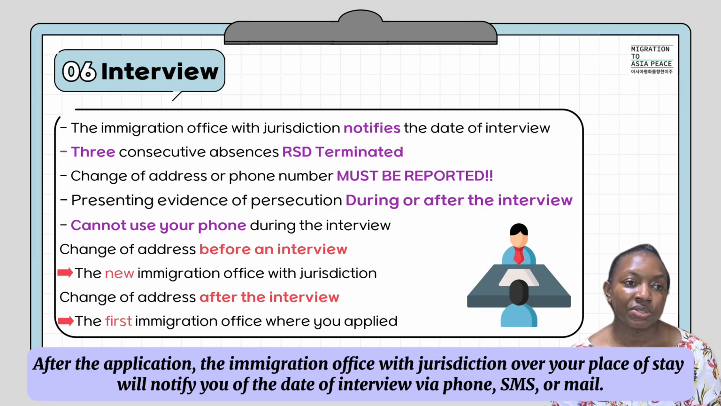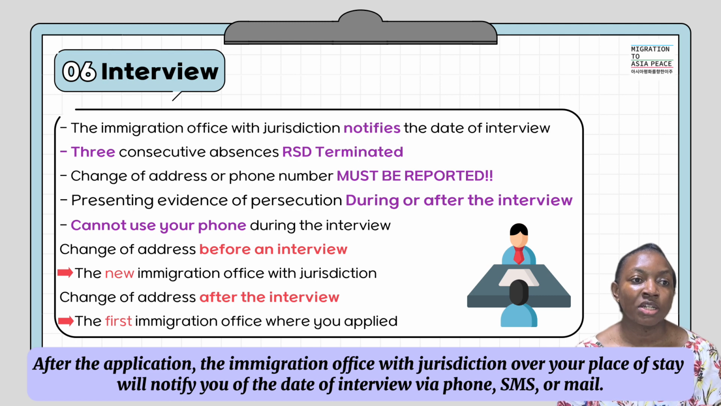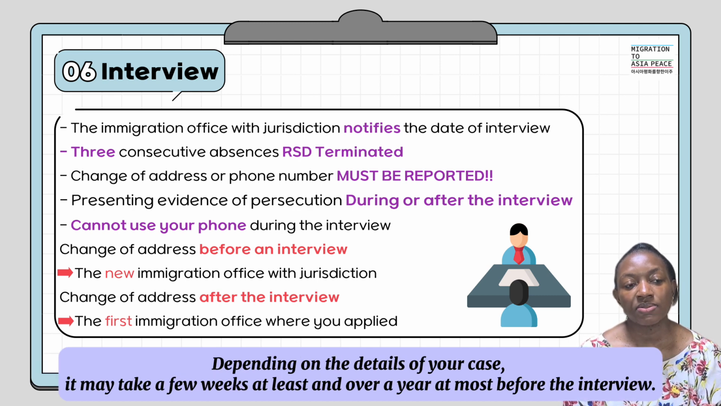After the application, the immigration office with jurisdiction over your place of stay will notify you of the date of the interview via phone, SMS, or mail. Depending on the details of your case, it may take a few weeks at the least and over a year at most before the interview.